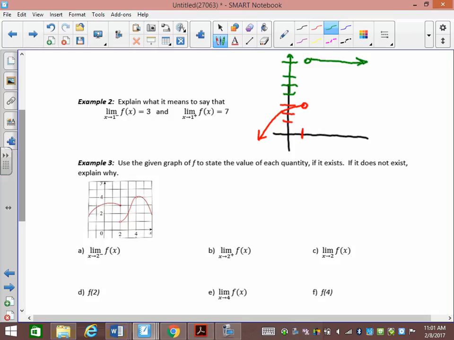Could I have a completely different value at 1? F of 1 could be 5. I could have a closed dot here. Or f of 1 could be this dot closed. Or f of 1 could be this dot closed, right? They didn't tell me what it is.